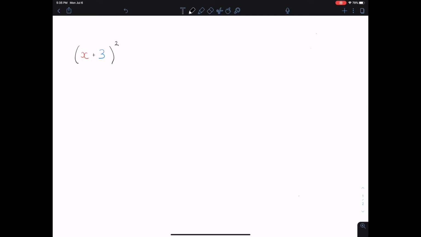Let's have a look at one of the most commonly made mistakes in math. With a careful eye and some attention to detail, you'll never make this mistake again.